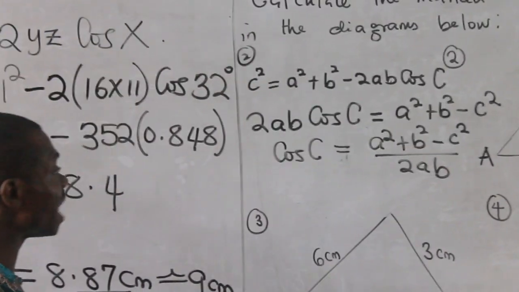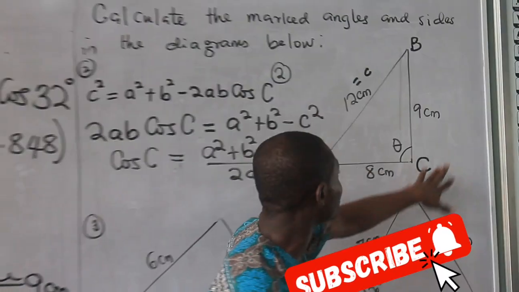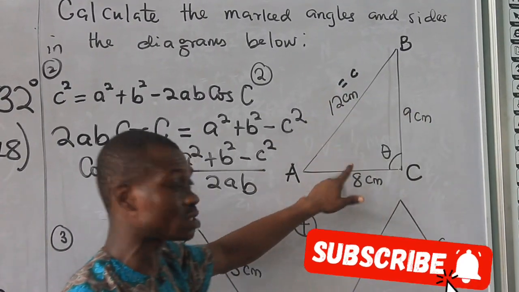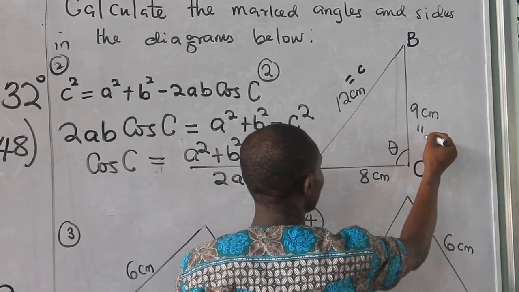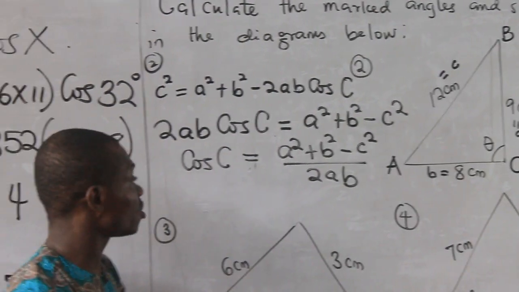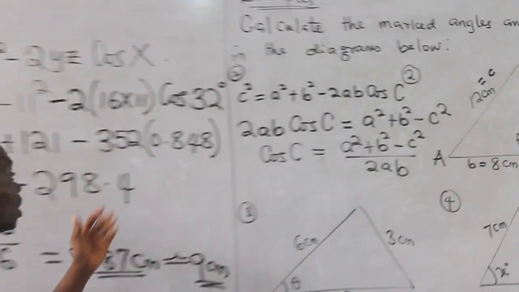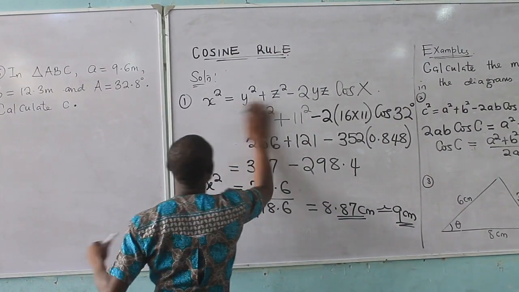Alright, so with that, I can now substitute. Remember, I have the 3 sides. Can you see now how that works? So the 3 sides, I have my A, which is 9, and I have my B, which is 8. Okay, so I can substitute those 3 now to be able to get my final answer. Alright, let's quickly do it here.